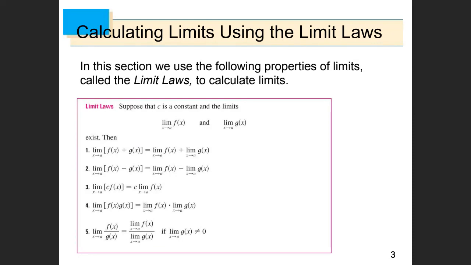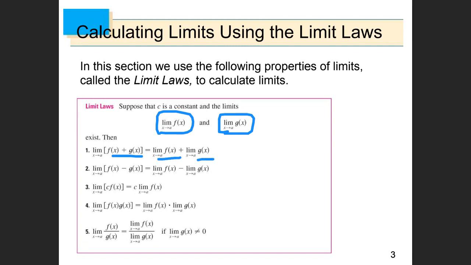They say suppose C is a constant and the limit as x approaches a of f of x and the limit as x approaches a of g of x exist. So we assume that these two limits exist, then this is true. The limit as x approaches a of f of x plus g of x, you can just split the limits out, all right?